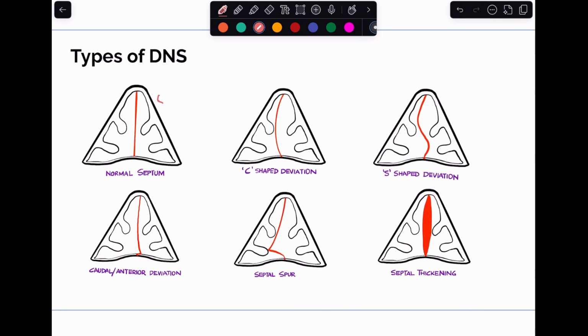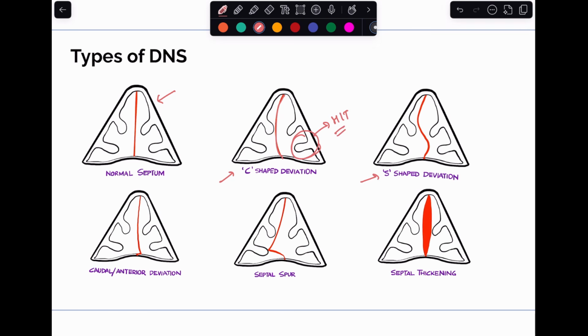So the first image is showing what a normal septum looks like. Second, we have a C-shaped deviation. So in cases of C-shaped deviation, typically the septum is shaped like a C, and it's mostly deviated towards one side, and the other side most commonly ends up with a compensatory hypertrophied inferior turbinate, which we are seeing exactly in our case. So in a C-shaped deviation, typically we end up seeing a gross deviation to one side, and the other side develops a hypertrophied inferior turbinate.